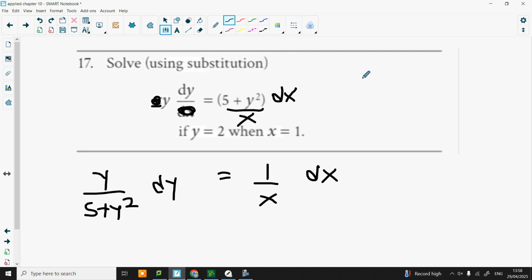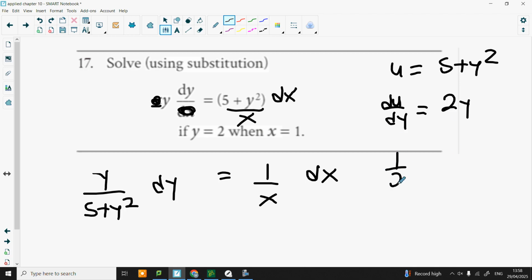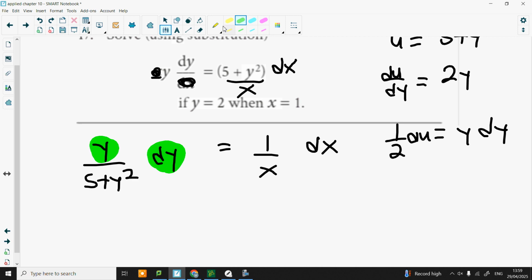So what we're going to do is a u substitution. We're going to say let u equal 5 plus y squared, and then du dy is 2y. Therefore, a half du is y dy. See that? And does everybody see the y dy up here? That's going to turn into du. The 5 plus y squared on the bottom is 1 over u. And now we should be able to get this off the ground.